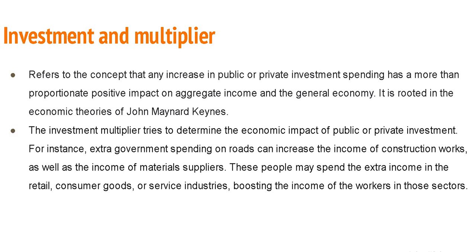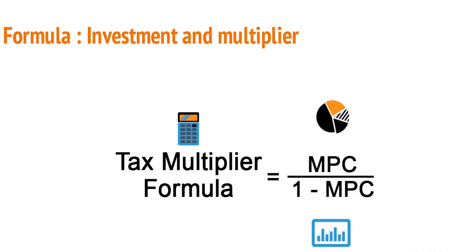For instance, the government's extra spending on roads can increase the income of construction workers as well as the income of material suppliers. These people may spend the extra income in the retail, consumer goods, or services industry, boosting the income of workers in those sectors. So the formula is 1 over 1 minus MPC.